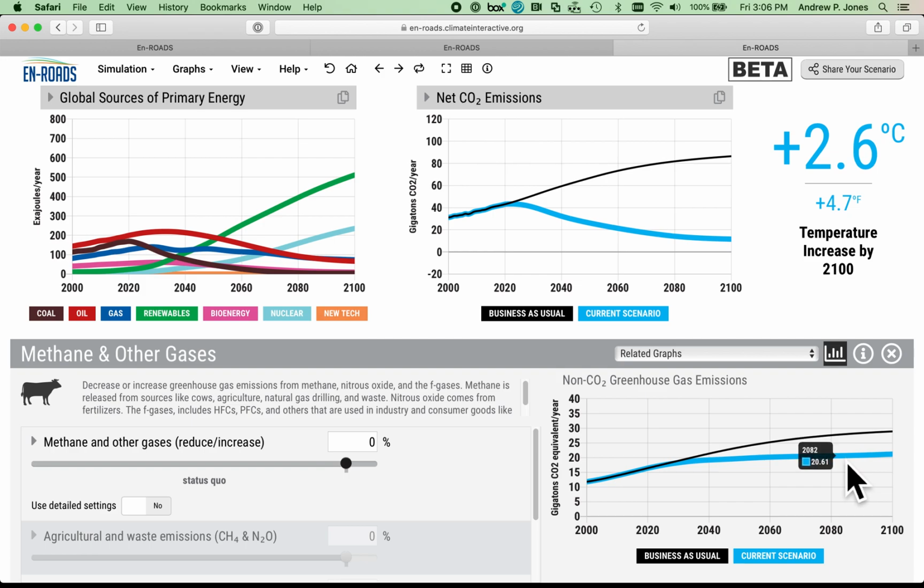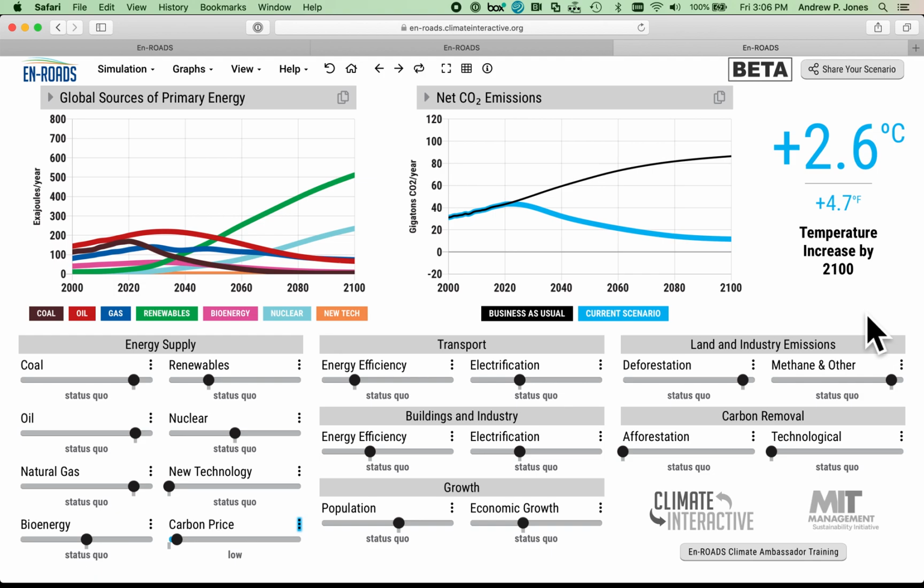Why is it lower when all we've done is a carbon price on energy? Well, this is cutting the emissions that come from oil and gas. So we're getting a second benefit that gives you even more of a benefit from the carbon price. It's affecting just coal, oil, and gas, but it is helping here with methane reduction as well. So here we are at 2.6.